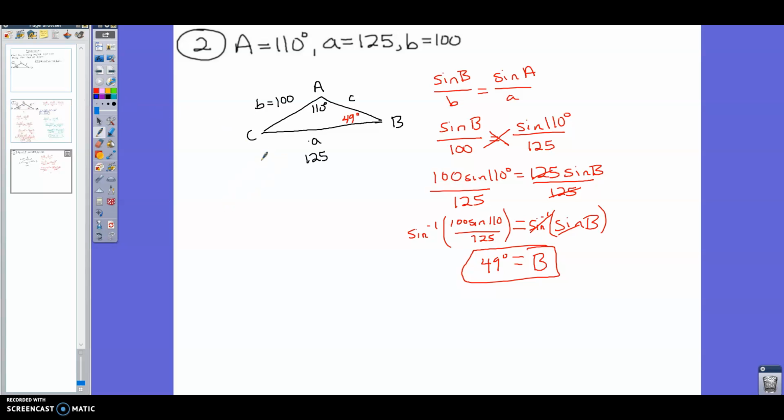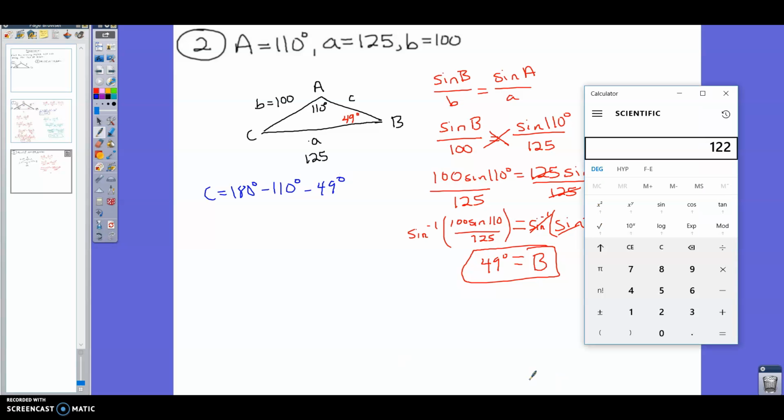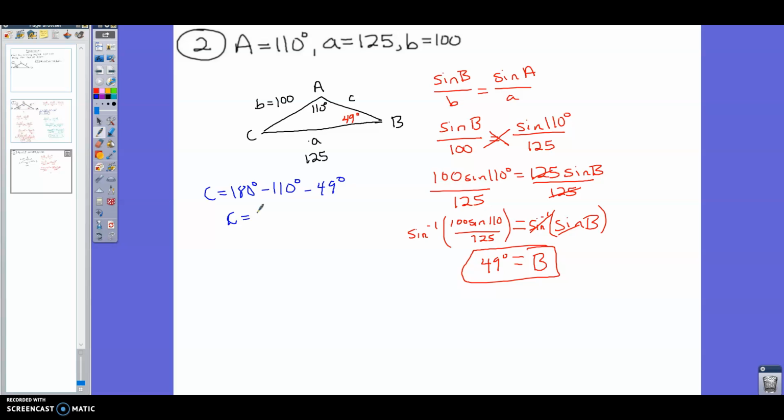So now the easiest thing to find, or the only thing that we can really find now, is angle C, because we know there's 180 degrees in a triangle. So we're going to subtract the other two angles, and that'll tell us our missing angle. So we take 180, subtract 110, and then subtract 49, we get 21, which is angle C.